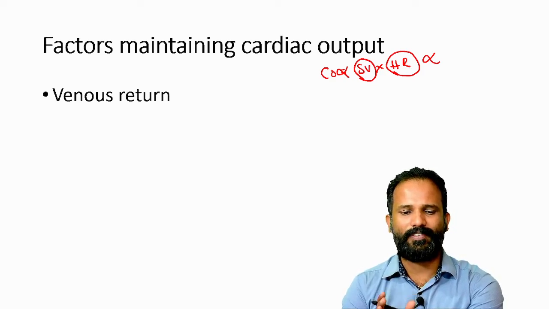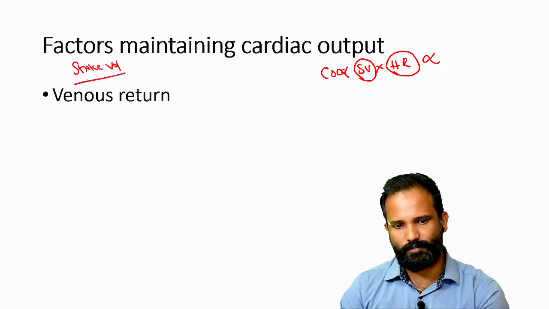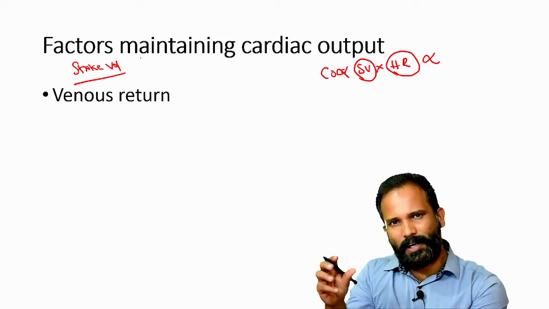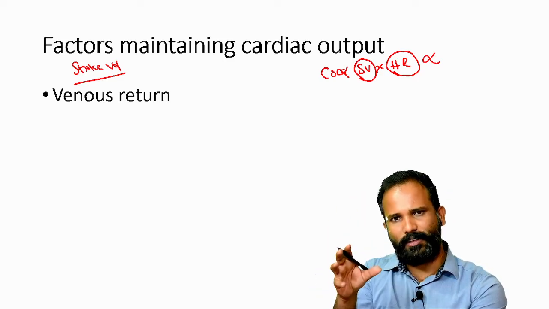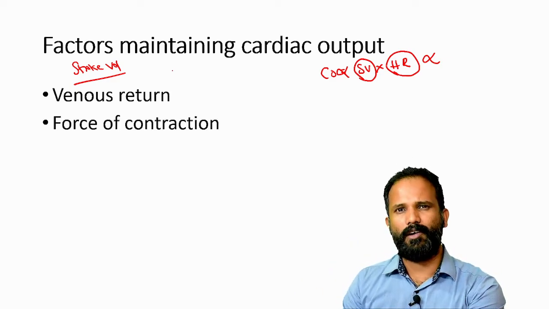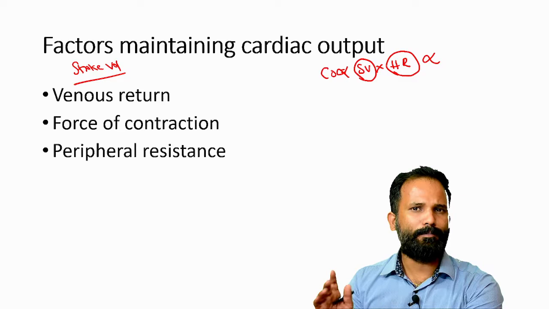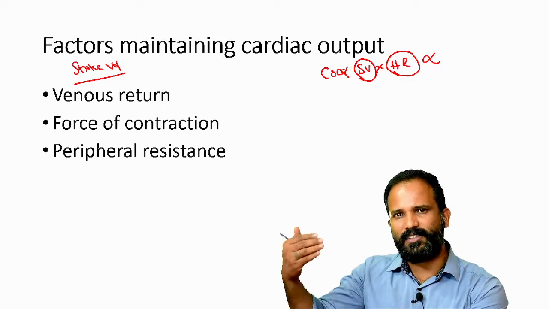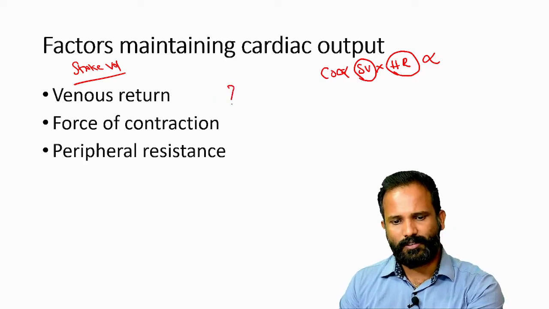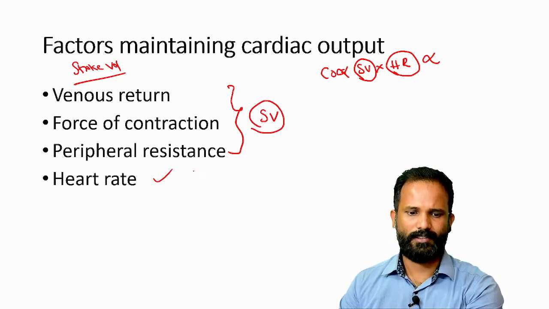Okay, so now we'll talk about stroke volume. What are the factors affecting stroke volume? One is venous return, the return of blood to the heart, which if it is more, cardiac output will be more. Then force of contraction, how strongly the ventricle is contracting. And peripheral resistance, the resistance in the aorta and in the arterioles. So these all determine the stroke volume and heart rate.